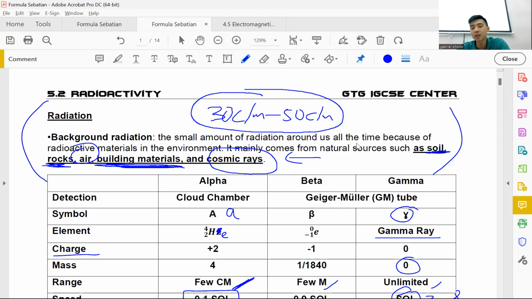And the other way they will ask is basically calculation in terms of background radiation, which I have this little slide here to show you.